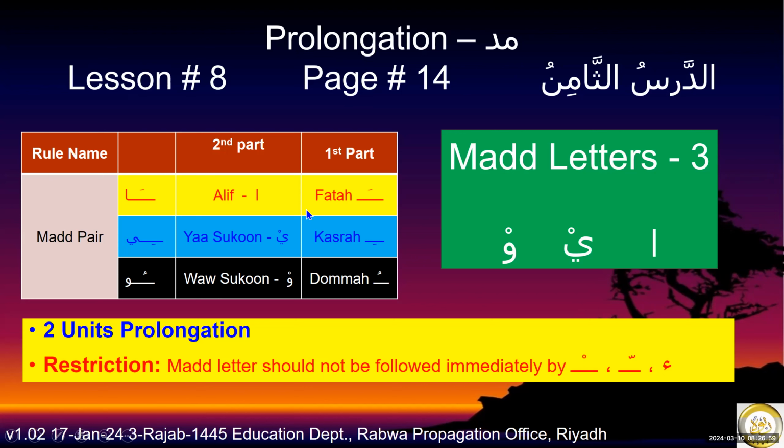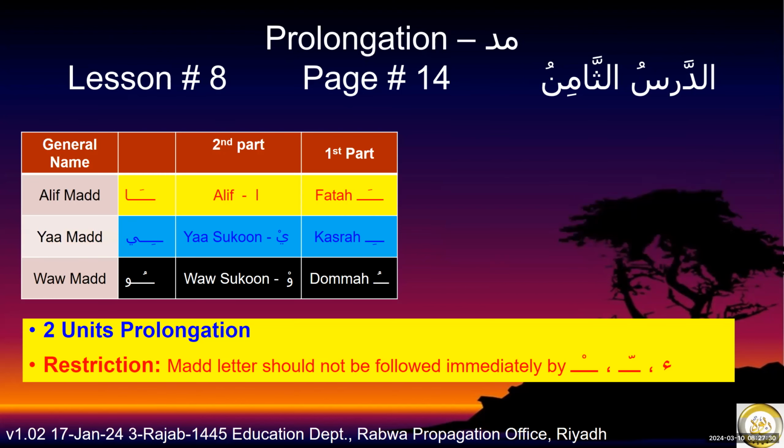In this case, you have to prolong 2 units. Again, the same restriction: after the mad letter, there should not be Hamza, or a letter with Shadda, or a letter with Sukoon. In this case, the letter has to be read with 2 units of prolongation.